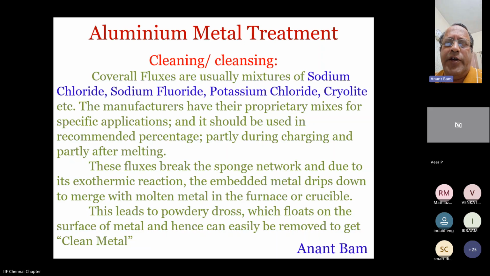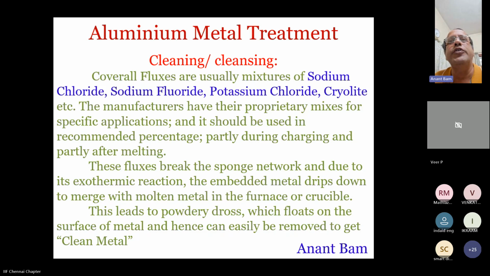If we are into the field of engineering castings, we expect some mechanical properties out of the casting. Those mechanical properties can be predictable only when your casting is homogeneous from one end to other end. And aluminum oxide is something which disturbs that homogeneity. And hence, it is very important to remove those oxides by the first phase of metal treatment, which is cleaning or cleansing.